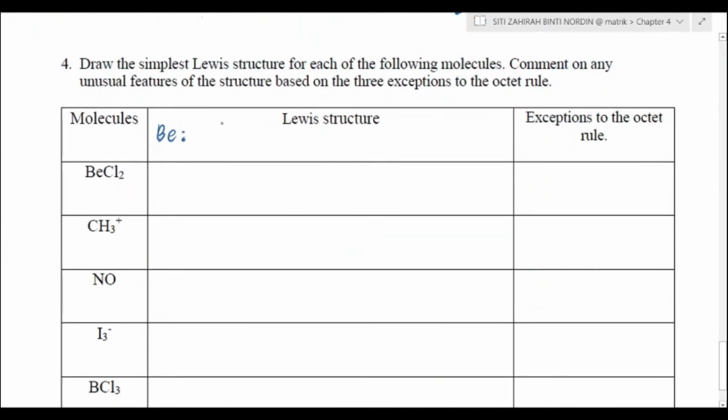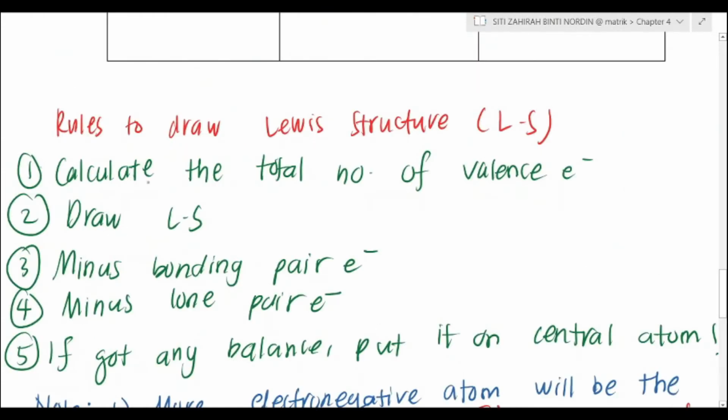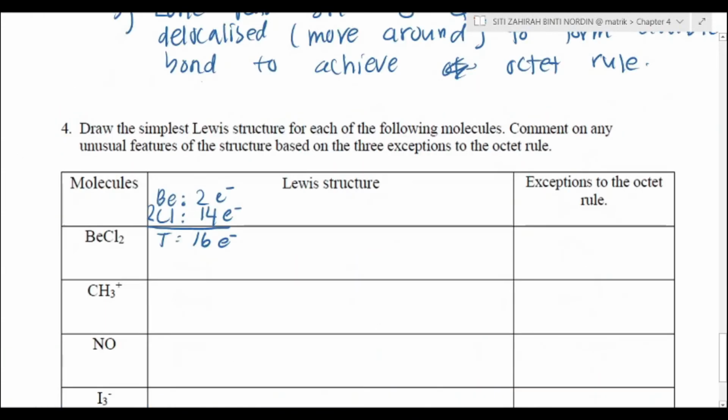So Be would have a valence of 2 electrons, and Cl would be 7 since it is in group 17. So 2Cl would be 14 electrons. So the total would be 16 electrons. Second, draw your Lewis structure. So this is Be and this is my Cl as the terminal atom.